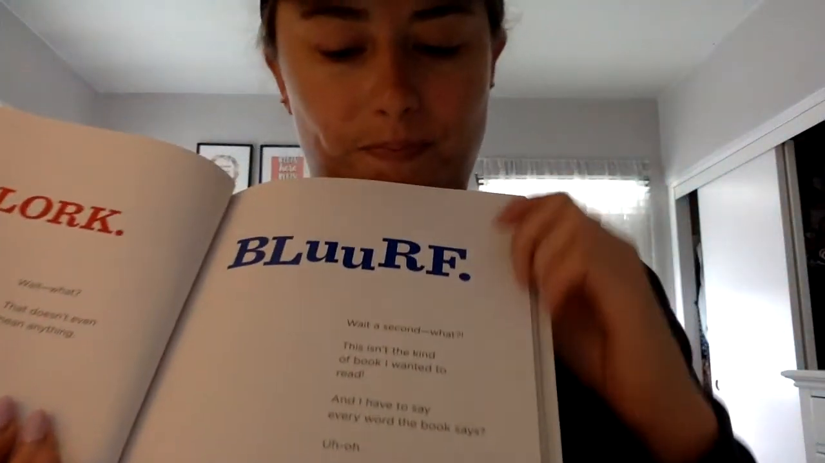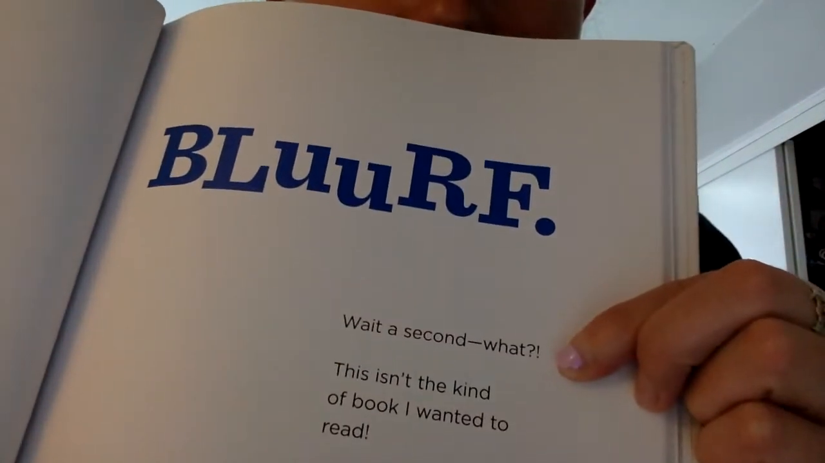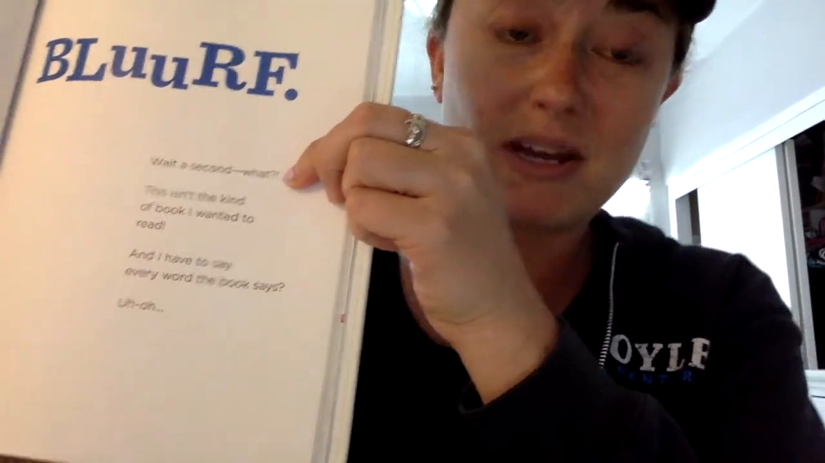Let's see if we can find another one. Oh, let me finish this page. We'll go to the next one. That doesn't even mean anything. Blurf. Wait a second. What? Friends, look at the end of wait a second. There's two, a question mark and an exclamation point. So that means I'm saying, what? Like just so crazy. What a question. So friends, the punctuation that's at the end of the sentence makes my voice more interesting.